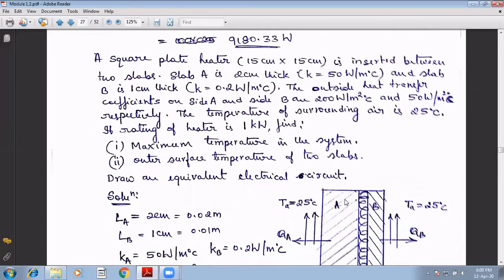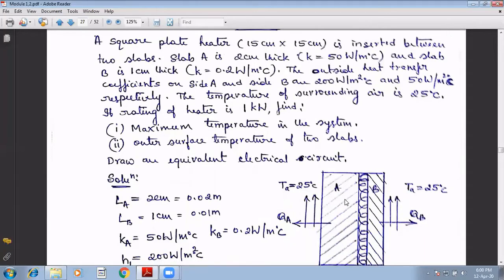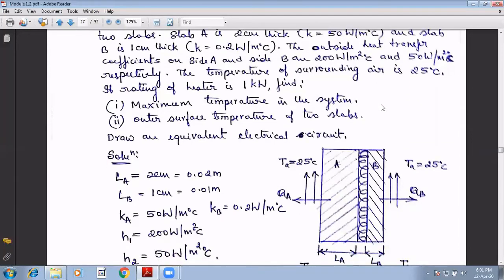Moving to the next problem. This is a little important because this is with heat generation. A square plate heater, 15 by 15, is inserted between two slabs A and B. A is 2 centimeter thick, with a value of K as 50 watt per meter Kelvin or degree Celsius. And slab B is 1 centimeter thick. The value of K is 0.2.